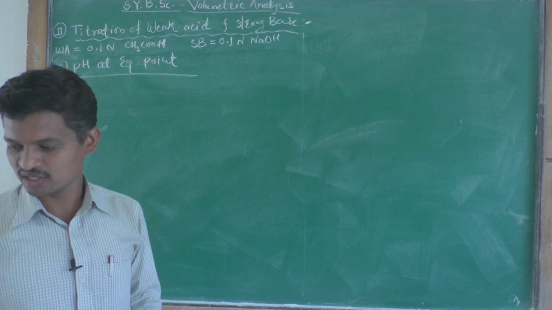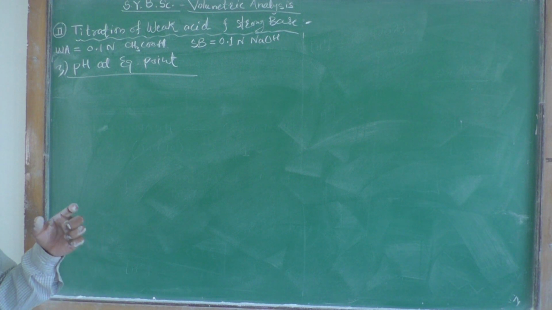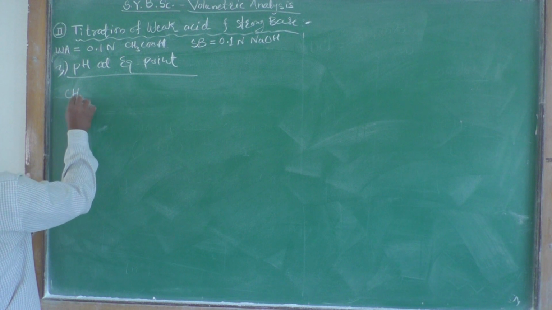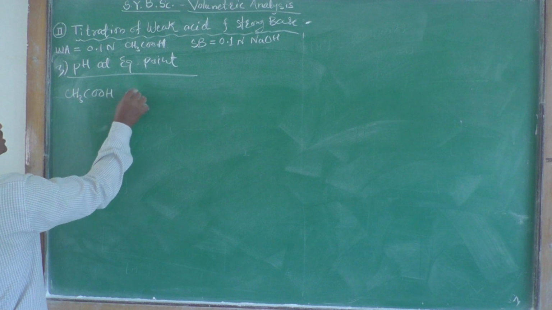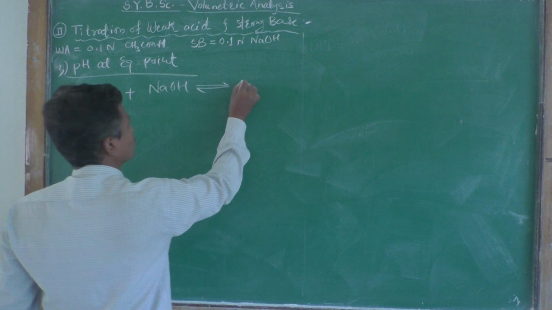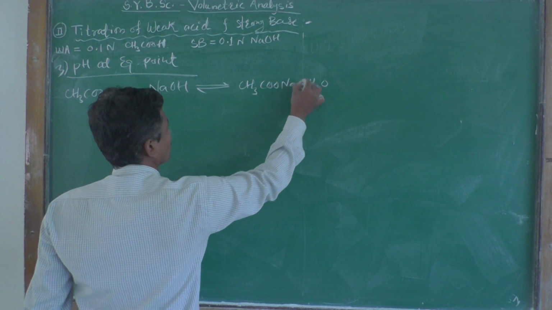And what will be the situation? All the H plus ions from the acetic acid will be consumed, reacting totally with the OH minus ions of NaOH from the burette solution. There is a formation of salt, that is sodium acetate, and water. This neutralization can be shown like this: CH3COOH plus NaOH gives CH3COONa plus water.